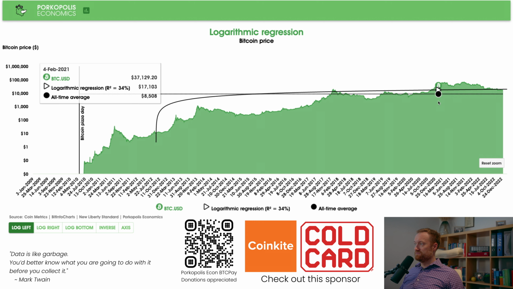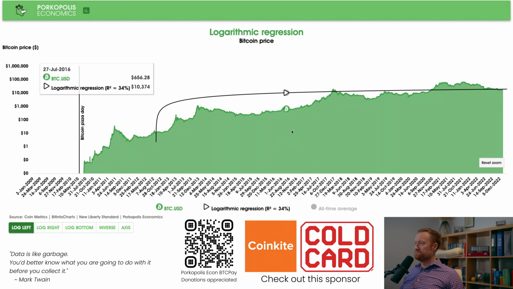logarithmic curve. Let's take the average off just to see this again. So yes, it's trending right back down. So you might be thinking, well, it's actually pretty close now. The trend line says 19,000 and the price is about 17,000. So it's pretty good, right? Not really. The R squared is only 34%.